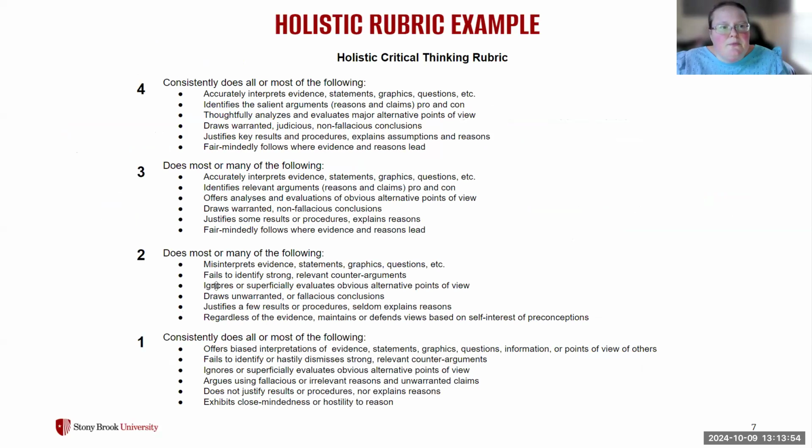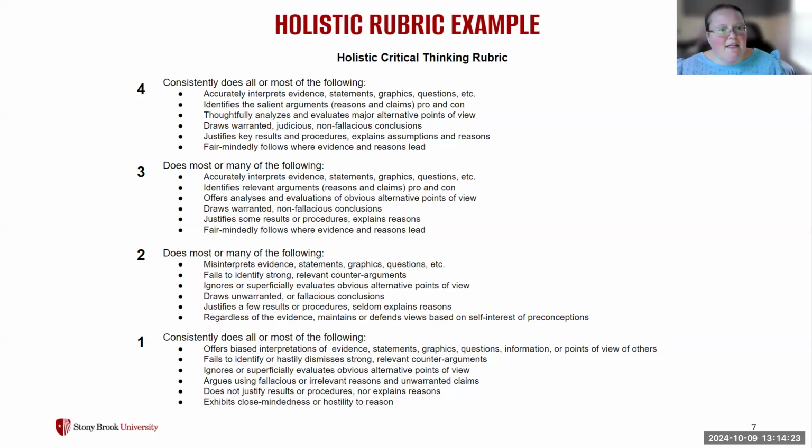So your holistic rubric example here is one that is based on critical thinking. And you see the performance scale in this case is just 1 through 4. So it's simply numeric. There's no verbal description of these different levels. But you could see a student that would earn a 4 out of 4 in terms of critical thinking would consistently do all or most of the following, right?